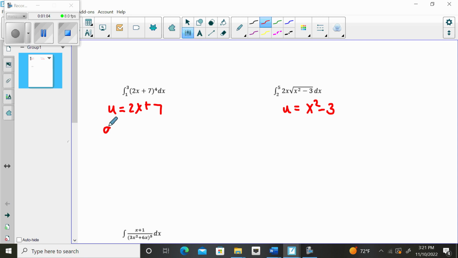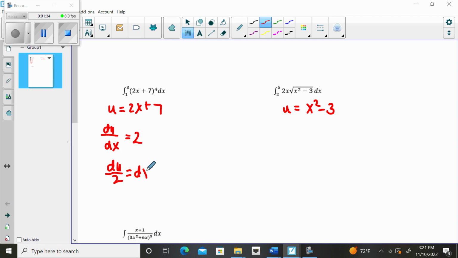Okay, so next step, find du dx, derivative of U with respect to x, which in this case is 2. Okay, solve for dx. So as often happens, we see just these two flip-flop, right? Du over 2 equals dx.